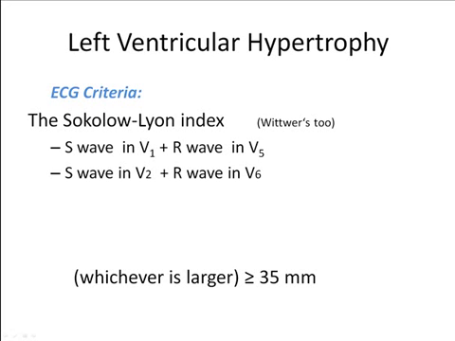Some literature uses the criteria of either V1 or V2, whichever is higher, and either V5 or V6, whichever is bigger. However, RMPD wants to narrow that specific indicator down to only these married leads and not to cherry pick between whichever ones are biggest. Remember, if the amplitude gain equals or is greater than 35 millimeters, you suspect left ventricular hypertrophy.